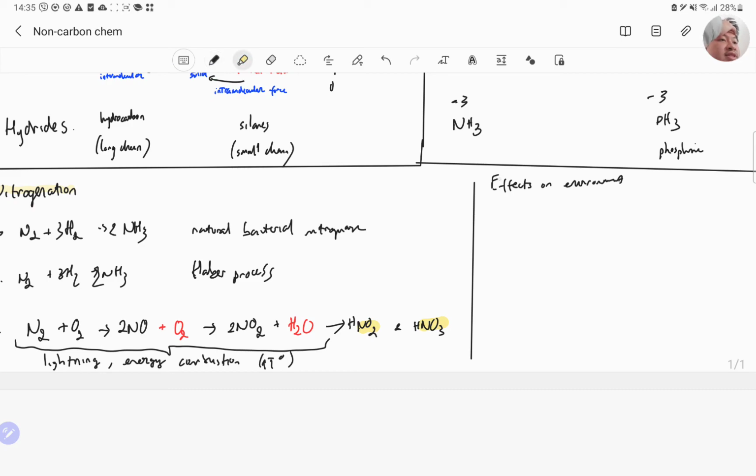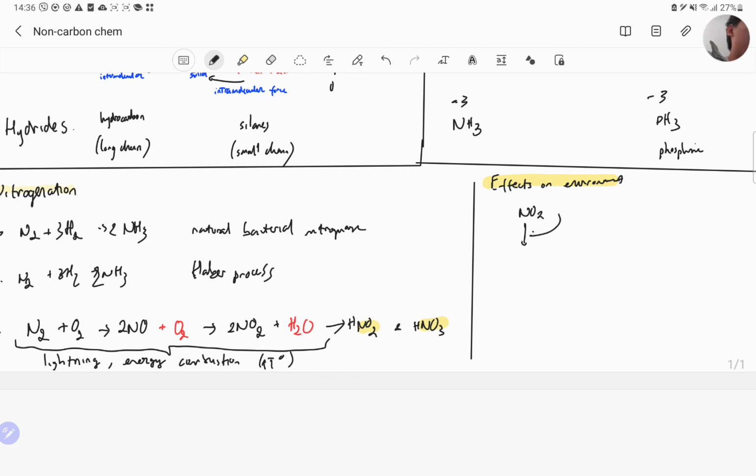So what happens is when nitrogen dioxide is produced, it can interact with UV light. It's going to cause an oxygen atom to be emitted, and that's going to react with the existing oxygen, which is in diatomic form, and it's going to form ozone. Ozone would then cause smog. What is smog? Smog is air pollution.